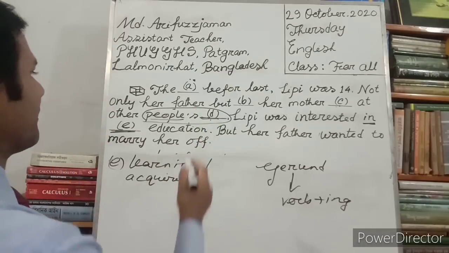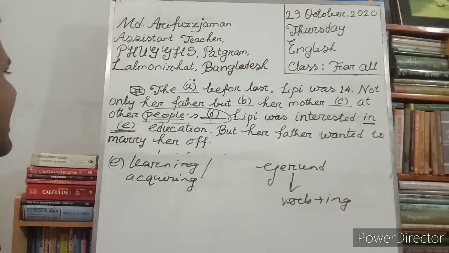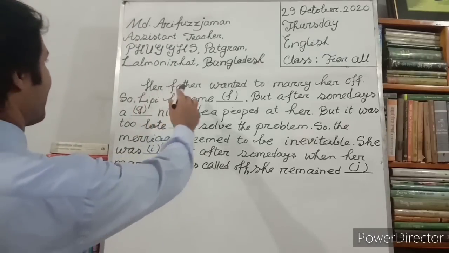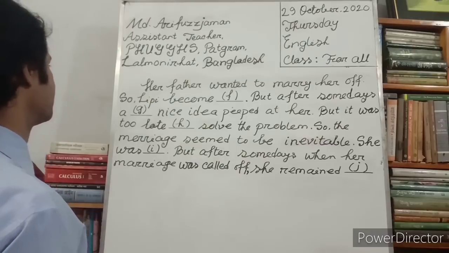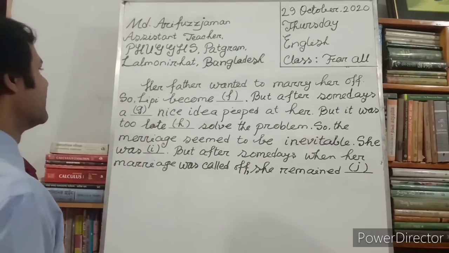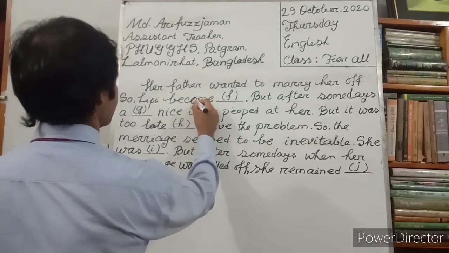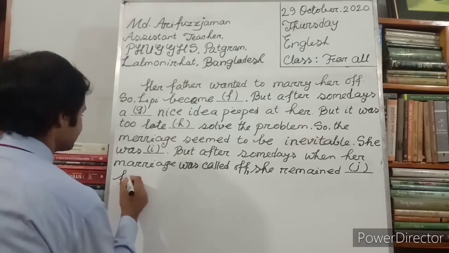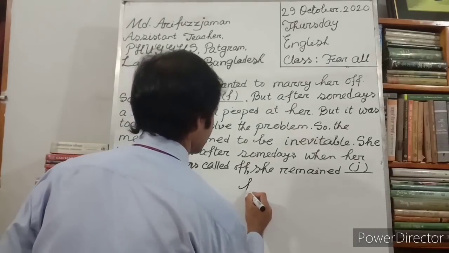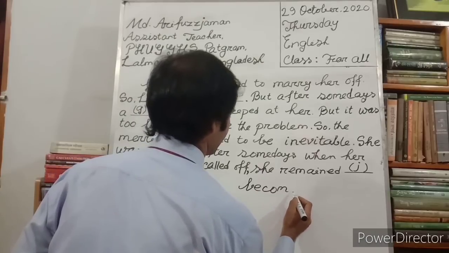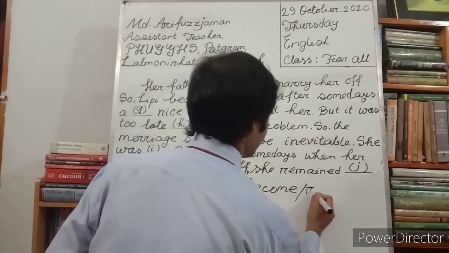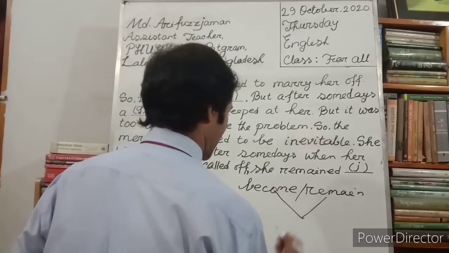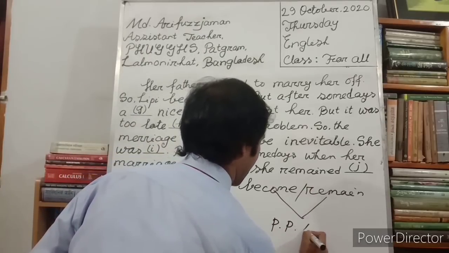But her father wanted to marry her off. This is very sad. In the next sentence, her father wanted to marry her off. So, Lipi became, there is a gap. Remember that after the words become and remain, always you have to write a past participle adjective.